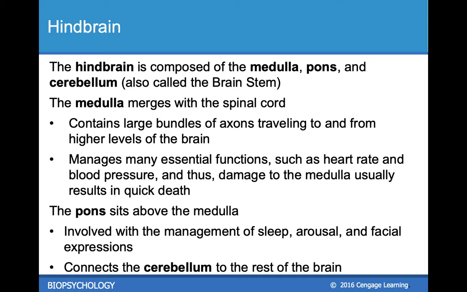So yeah, he probably broke just below the medulla. If you were to damage that section, your heart rate and blood pressure can't be controlled anymore, and therefore you're not going to survive.